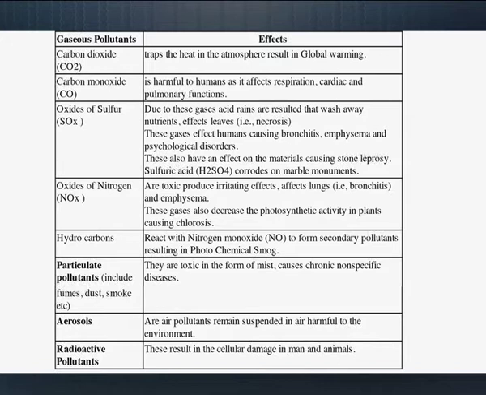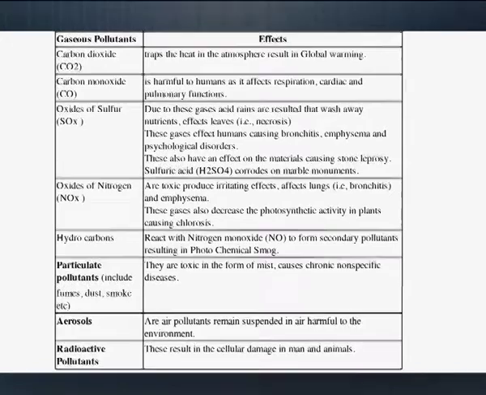Particulate pollutants include fumes, dust, smoke, etc. They are toxic in the form of mist and cause chronic non-specific diseases. Aerosols are air pollutants that remain suspended in air and are harmful to the environment. Radioactive pollutants result in cellular damage in man and animals.